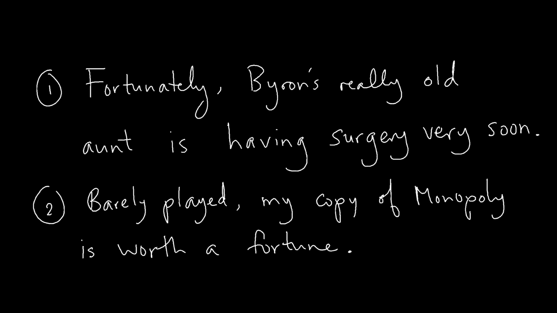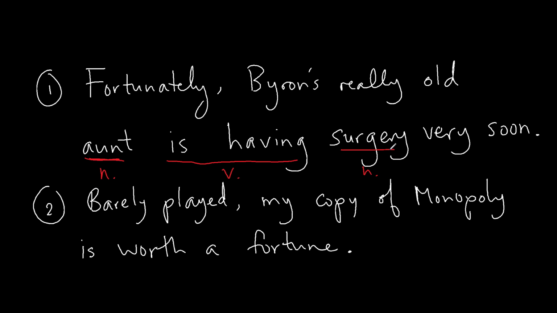Now that we have a rough idea of how adverbs work, let's look at a couple of sentences to see how they function in practice. So our first sentence reads, "Fortunately, Byron's really old aunt is having surgery very soon." And we have a subject here, which is aunt. Aunt is a noun. And there's a verb phrase that goes with it, so that's is having. And we have surgery, another noun, also the direct object.